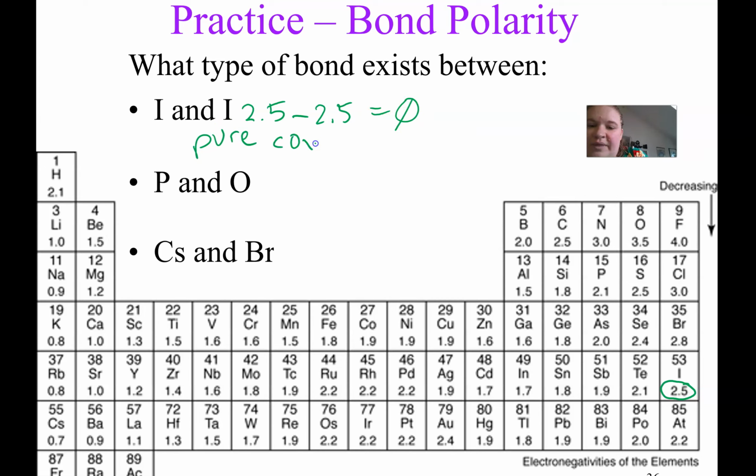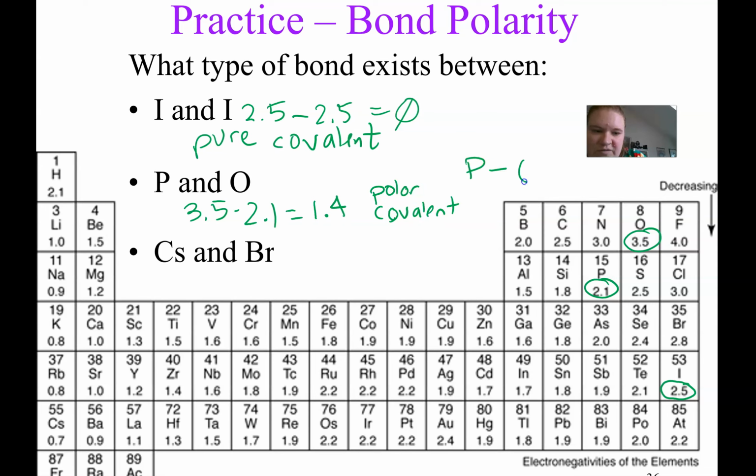And we would actually know that without doing the math, because two of the same atoms are always going to fall into that pure covalent category. Phosphorus and oxygen. Phosphorus is 2.1. Oxygen is 3.5. So 3.5 minus 2.1 gives us 1.4. This falls under the polar covalent category. So if we have a bond between phosphorus and oxygen, oxygen is more electronegative, so I'm going to put my partial negative there, partial positive there, and my dipole moment would go towards that oxygen.